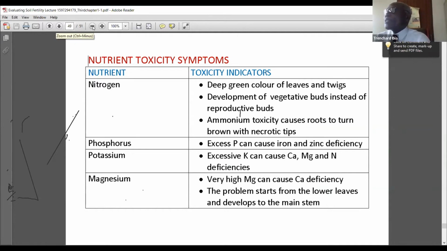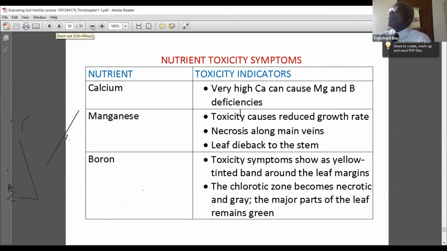Magnesium, when you have magnesium in excess, very high magnesium can cause calcium deficiency. The problem starts from the lower leaves and develops to the main stem. Calcium, very high calcium can cause magnesium and boron deficiencies. It is still talking about nutrient antagonism.